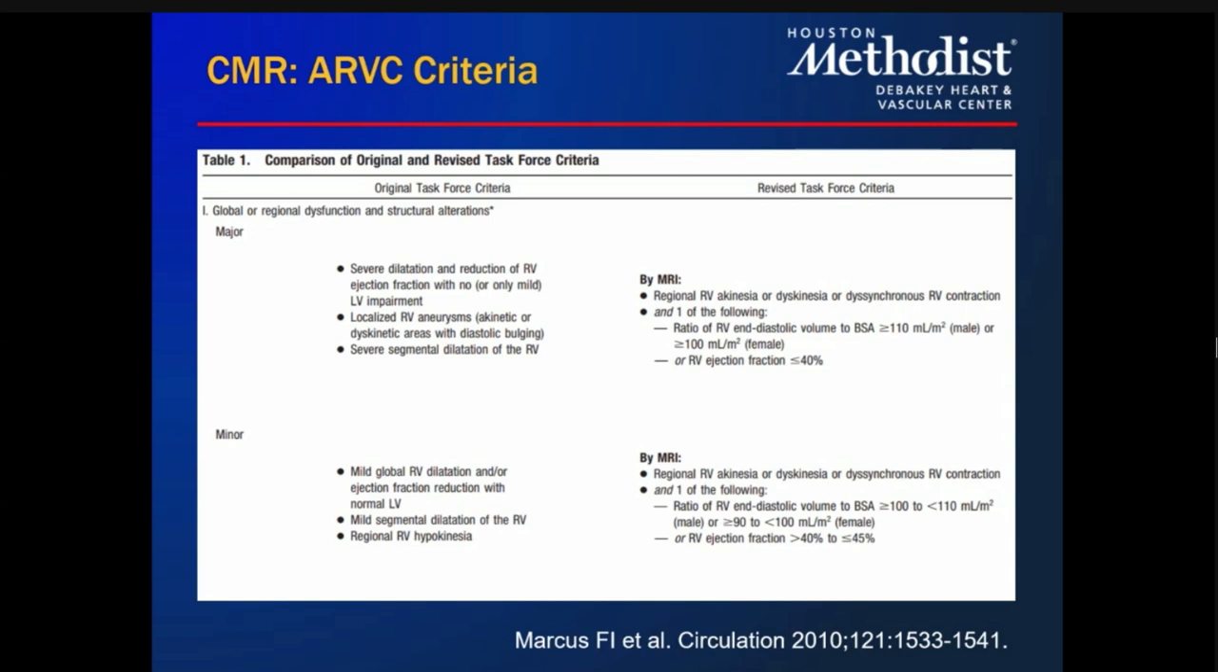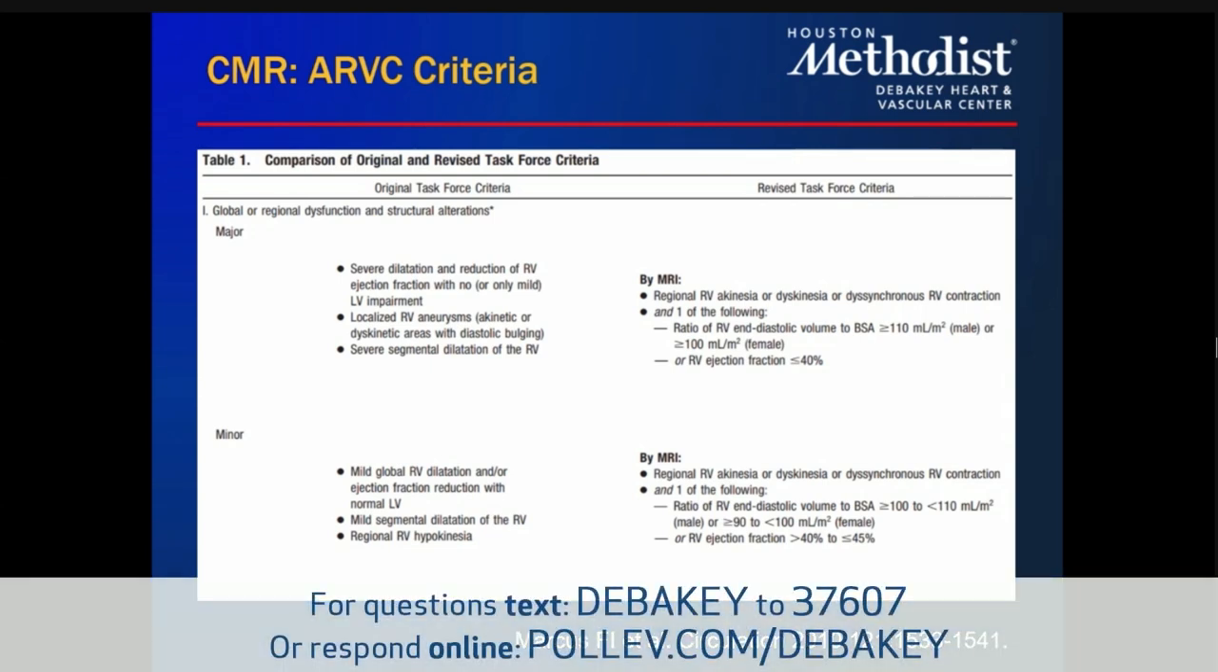Just to reiterate for CMR, you need regional wall motion abnormalities, either akinesia, dyskinesia of the RV somewhere, or dyssynchrony. That's a must. You can see that both for major or minor, that's the first bullet point, and one of the following: either the RV EDV is dilated, with different criteria for male and female, greater than 100 for female, greater than 110 for male, indexed RVEDV, or an ejection fraction less than 40%. Minor criteria are less strict, the next step down, if you will.